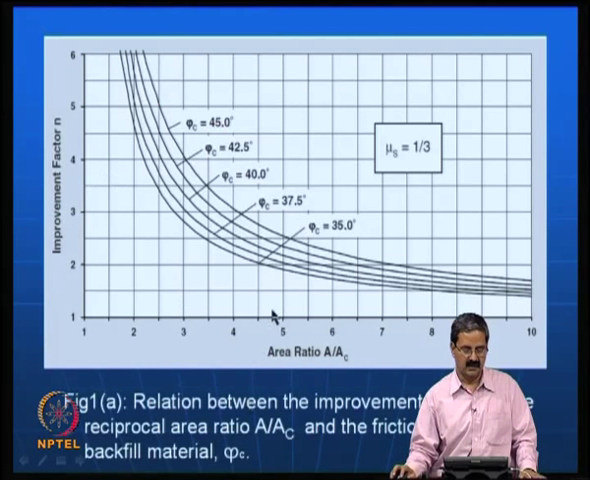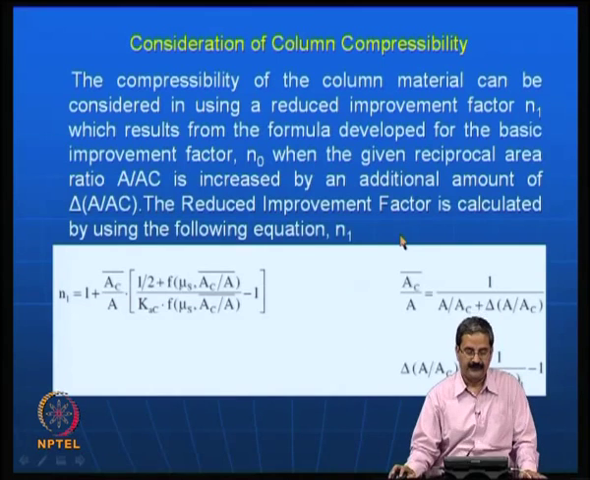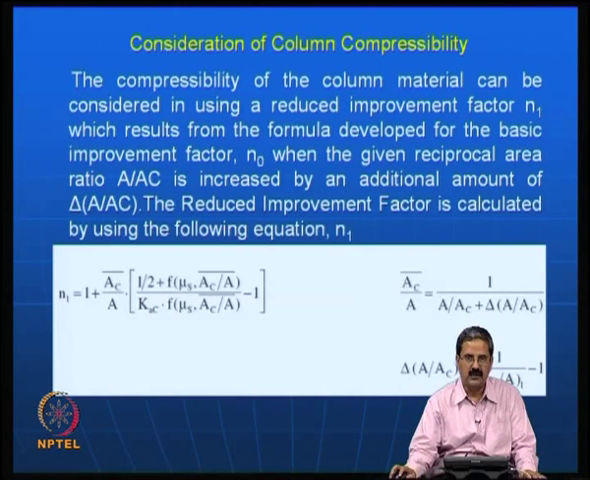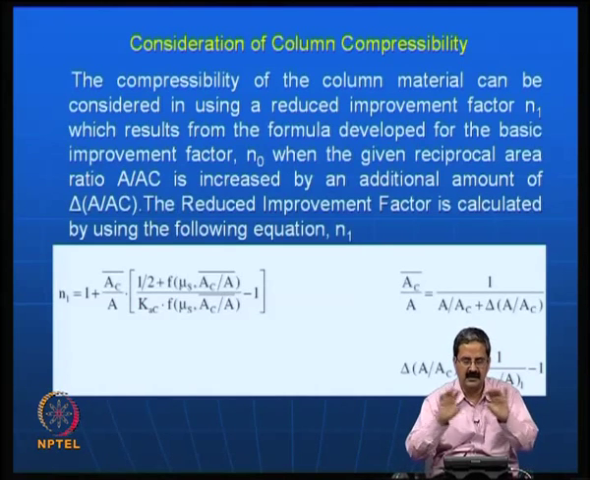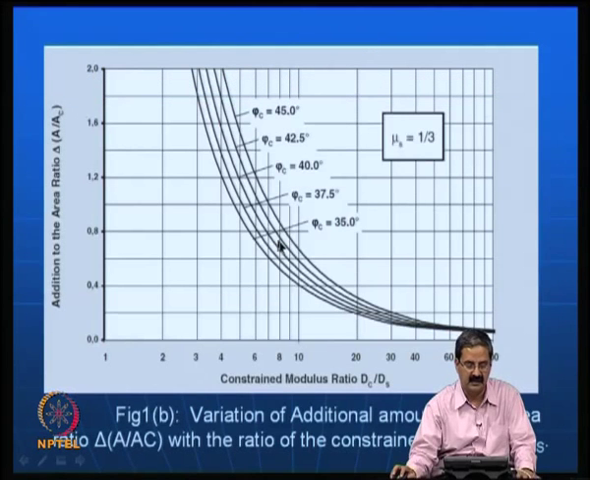Of course, all this can be calculated for different friction angles like this. Since it is not possible to have that particular thing, and there is always a compressibility of the stone, there is a minor correction for it in terms of these factors, and an additional correction to the area ratio is given, in terms of the modulus of the column and the modulus of the soil.